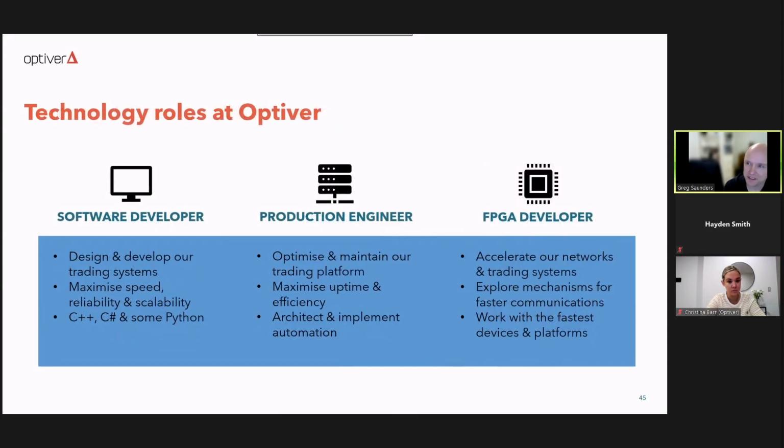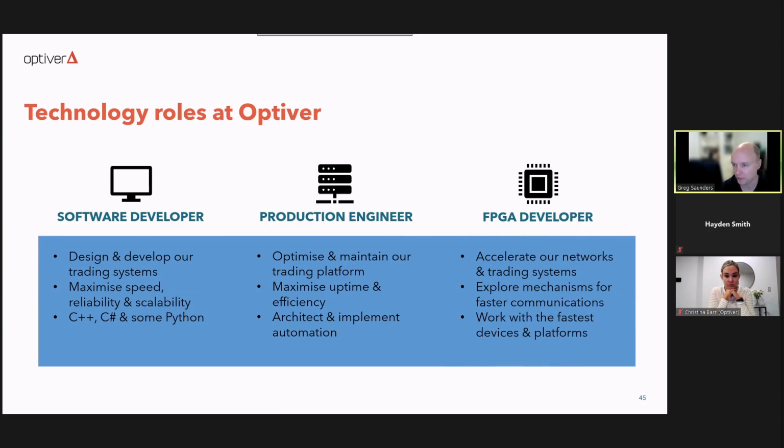In terms of technology roles, which might be more appropriate for this audience, of course, we have software developer roles. They're the people that design, develop, and maintain our trading system. As I said earlier, it's mostly in C++, although we do some C# and Python. We also have production engineering roles. Their job is to optimize and maintain our trading platform.